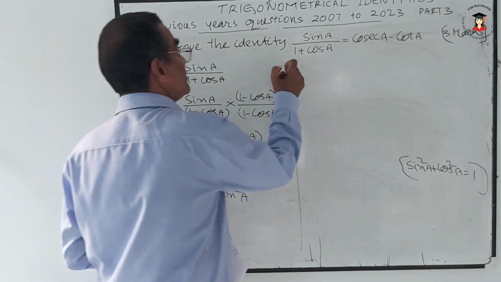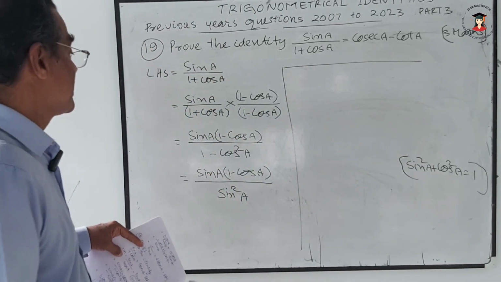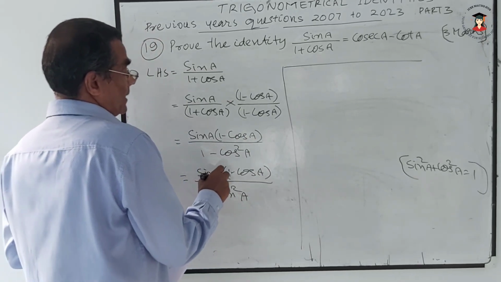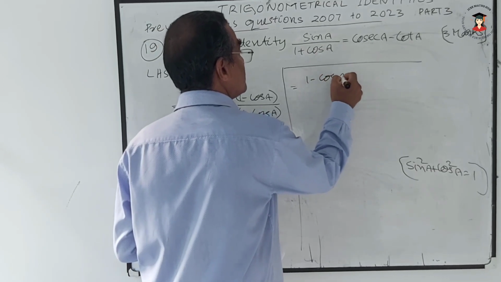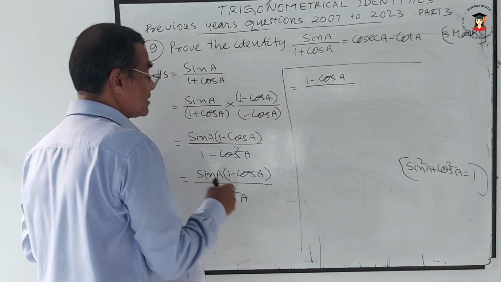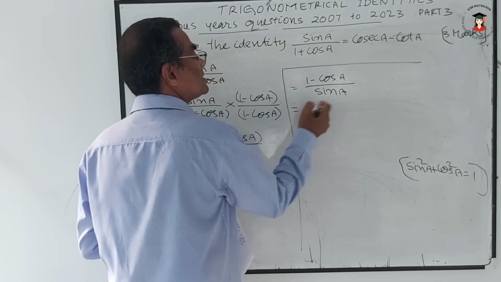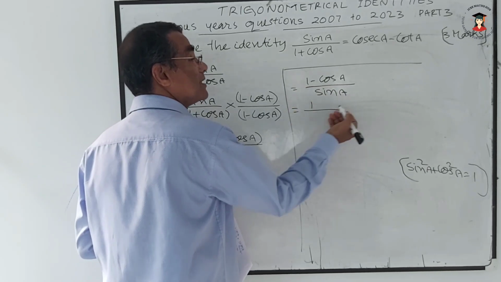So this will be 1 sin A, and sin A will get divided and be equal to 1. So what remains in the numerator is 1 minus cos A, and in the denominator you will have only 1 sin A. Now this sin A is common to both 1 and cos A, so I am writing it separately.